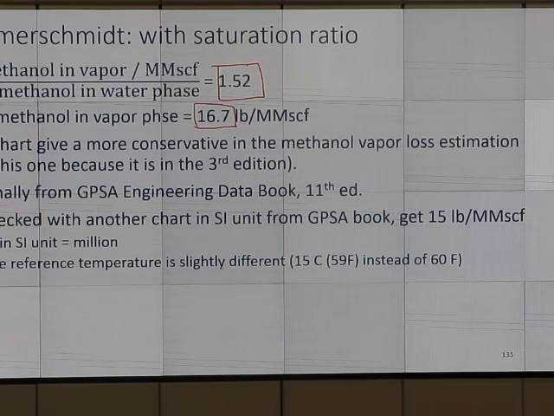This part is not the majority of the loss. The majority of the loss is going to oil phase. Okay. All right. No question, right?